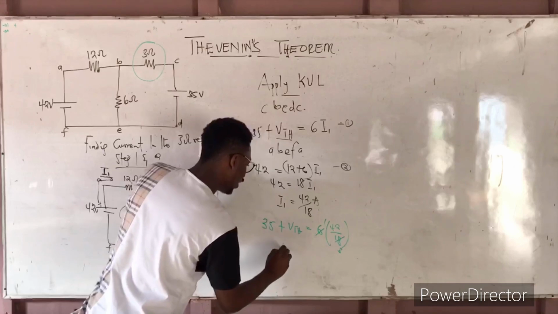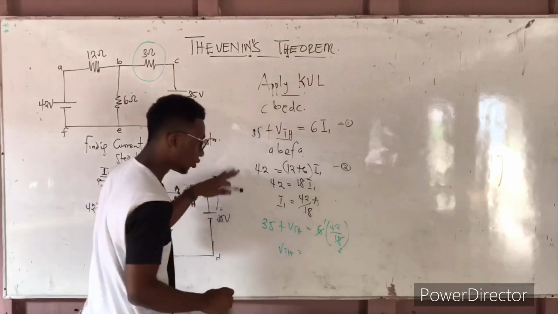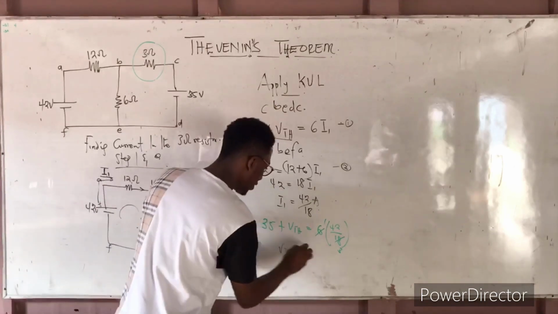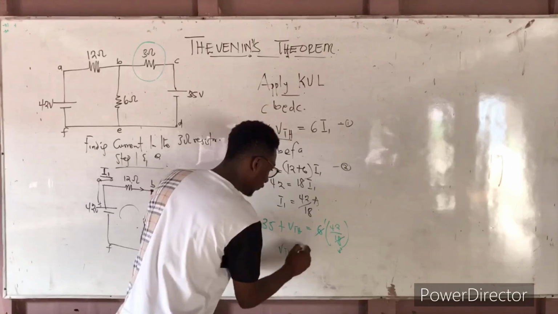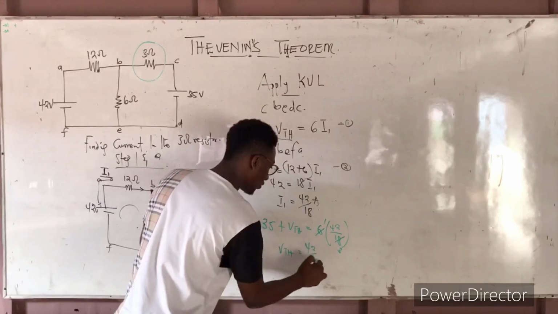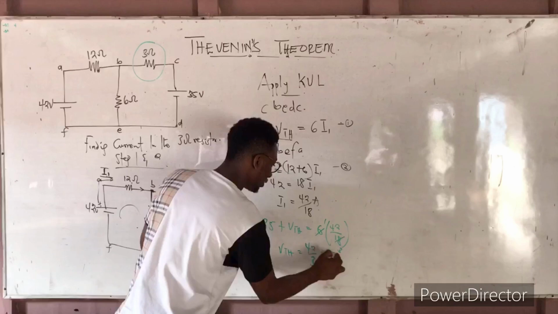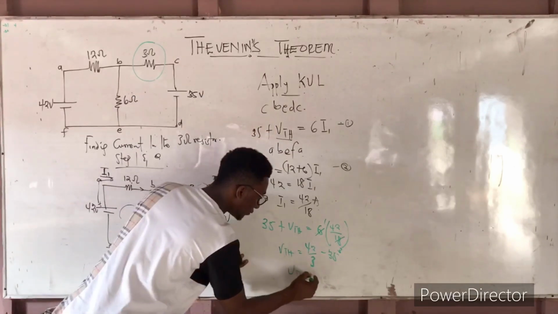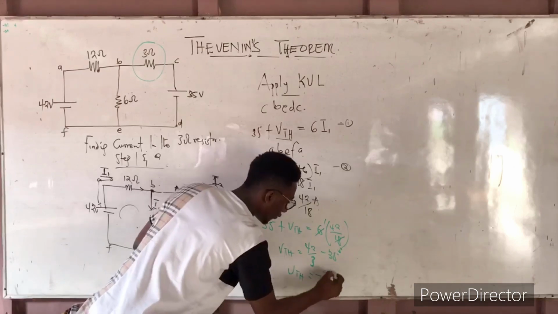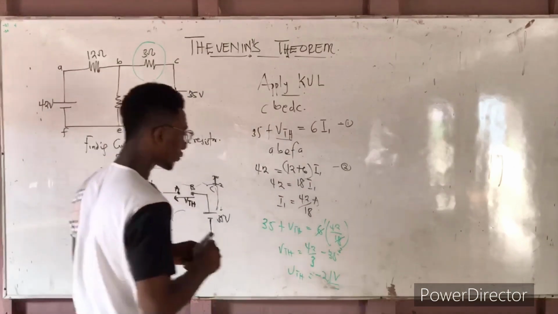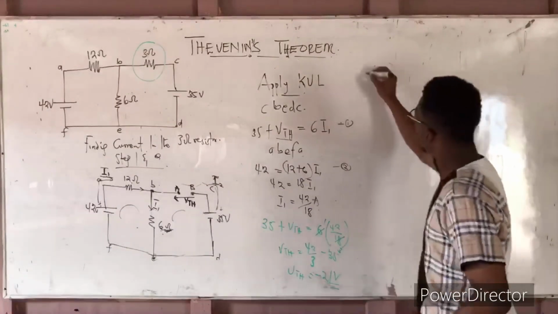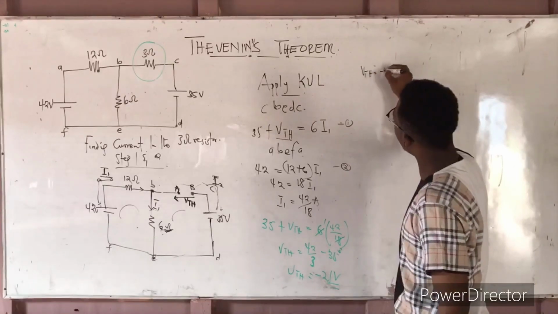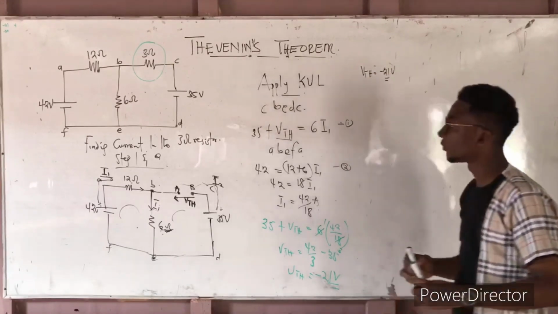So we get the Thevenin voltage to be simply equal to 42 over 3 minus 35. So now the Thevenin voltage finally will give us minus 21 volts. So when you do the calculation, we have the Thevenin voltage as minus 21 volts.